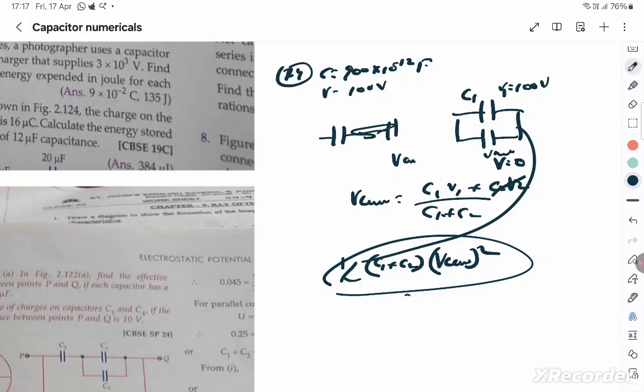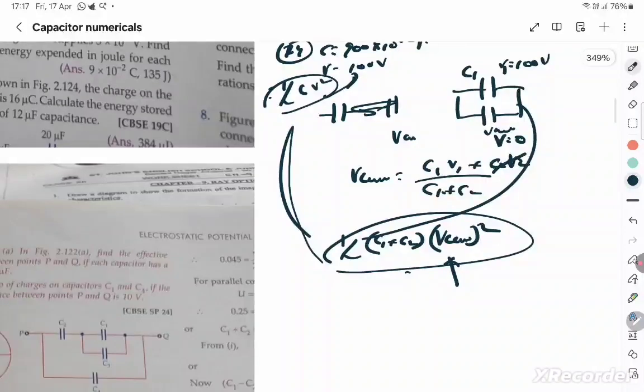Now what is the initial energy? Initial energy for this was half CV square. You find the initial energy for this. Now you found the final energy. You subtract that, that will give you the loss of energy, or you can even put the loss of energy's formula directly. Where is the remainder of the energy? Where has the remainder of the energy gone? Energy is lost in the form of heat and electromagnetic radiation. While sharing, it's getting lost as heat or electromagnetic radiation.